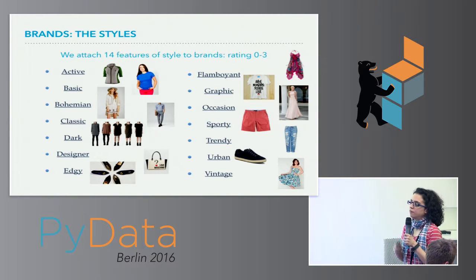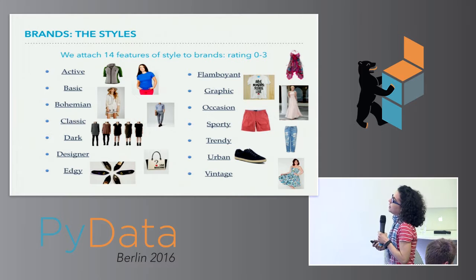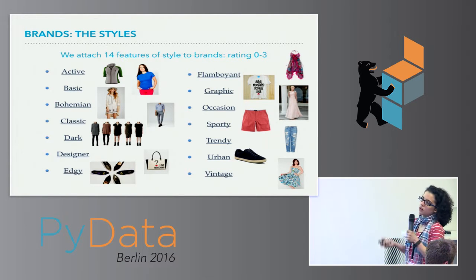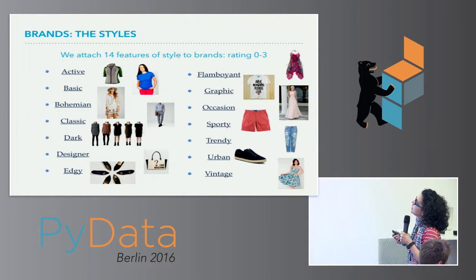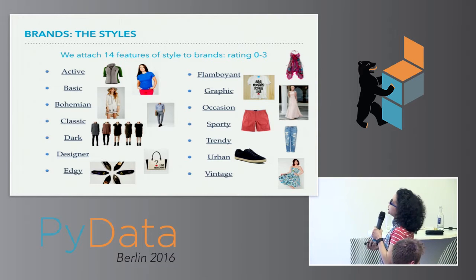Features are like active, which is, does the brand sell activewear, and to what extent. Basic, if you have pretty much stuff for everyday life. Bohemian, flowy dresses and skirts. Classic is stuff which is monochromatic and straight in shape. Dark, how much the brand favors dark shades. Designer, those brands which come from the name of someone. Edgy, if it's a little bit weird.